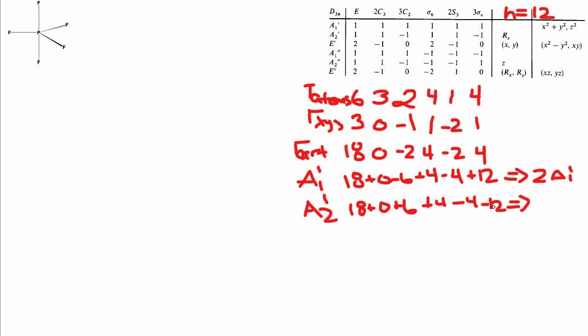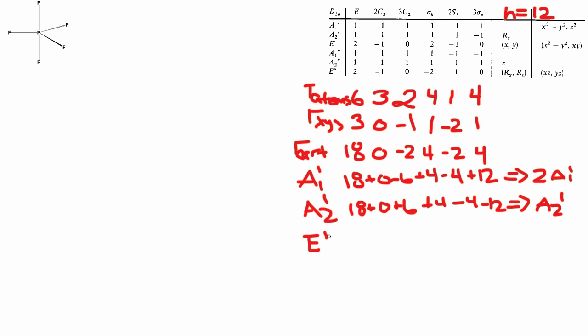And so if we add all of that up, what we get is that we have 1 A2 prime, as we would expect that we would have at least one due to the rotational symmetry, rotational movement.